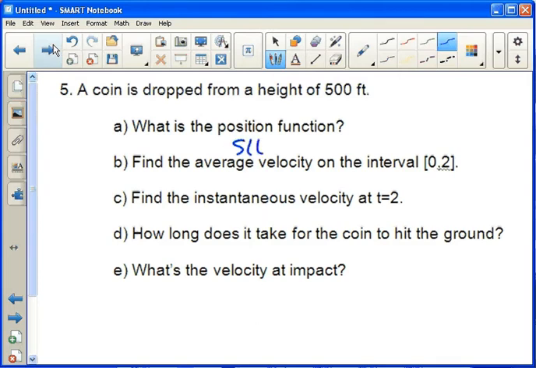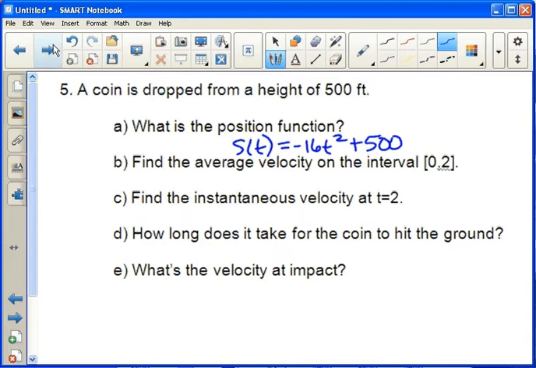It's dropped, so its initial velocity is 0, so I won't have a middle term. Its initial position is 500, so that's my height. B says find the average velocity on the interval 0 to 2. Again, when you see average, you don't do any calculus, you don't do any derivatives, you just do the slope formula.